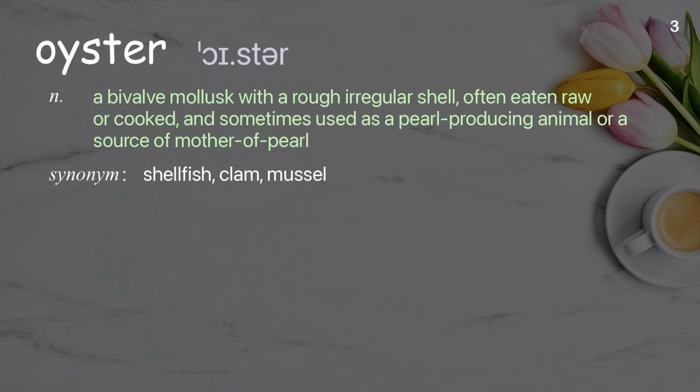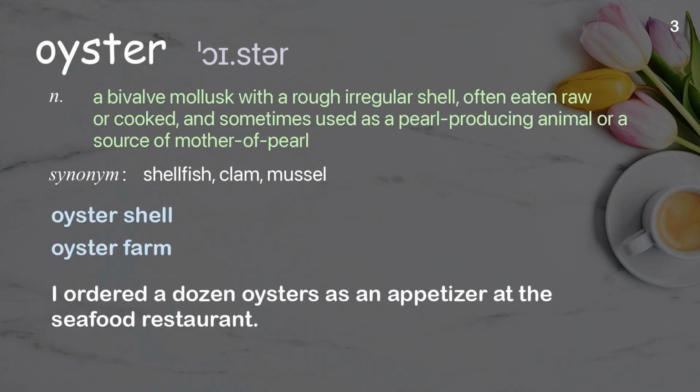Oyster. A bivalve mollusk with a rough irregular shell, often eaten raw or cooked, and sometimes used as a pearl-producing animal or a source of mother-of-pearl. Examples. Oyster shell. Oyster farm. I ordered a dozen oysters as an appetizer at the seafood restaurant.